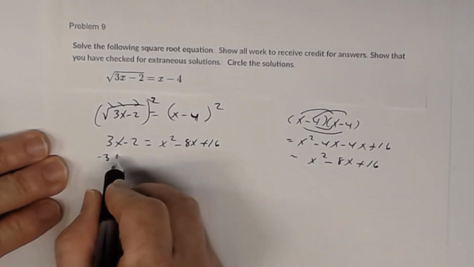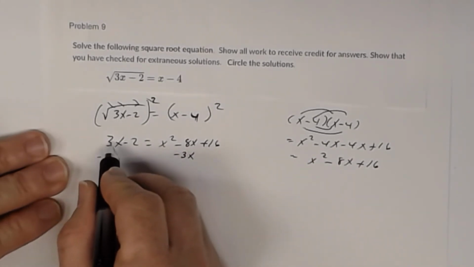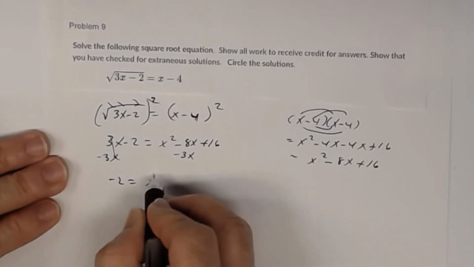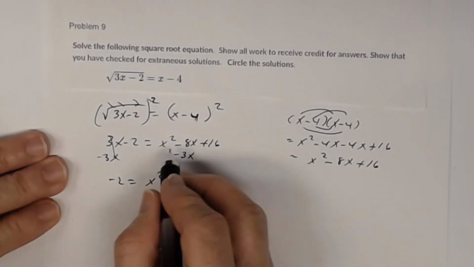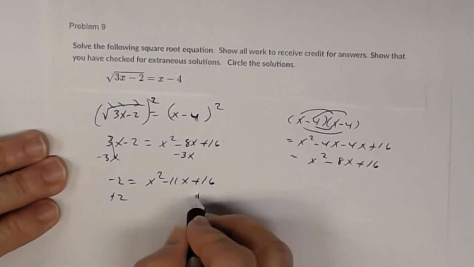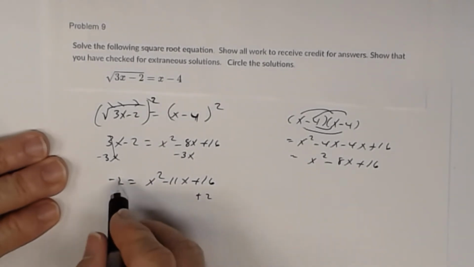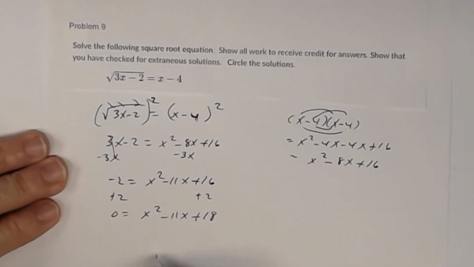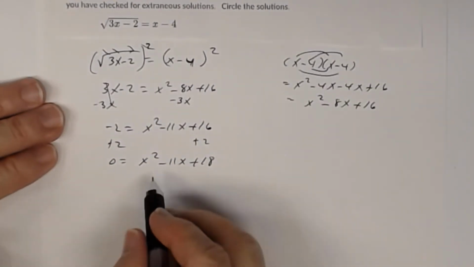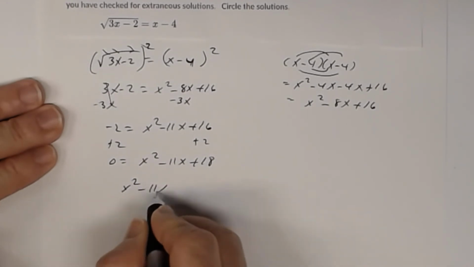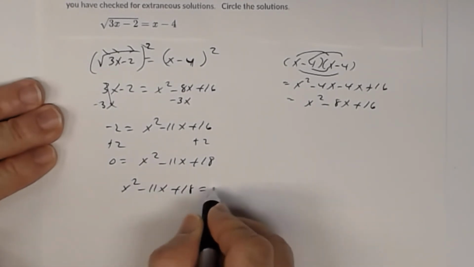So I'm going to subtract 3x on both sides. And so when I do that, 3x minus 3x is 0, so I get negative 2 equals x squared. A negative 8x and a negative 3x is a negative 11x plus 16. Then I'm going to add 2 to both sides. And so I'm going to get 0, negative 2 plus 2 is 0, equals x squared minus 11x plus 18. And I'm going to go ahead and transpose both sides. So I'm going to put the 0 on the right-hand side. So I get x squared minus 11x plus 18 equals 0.